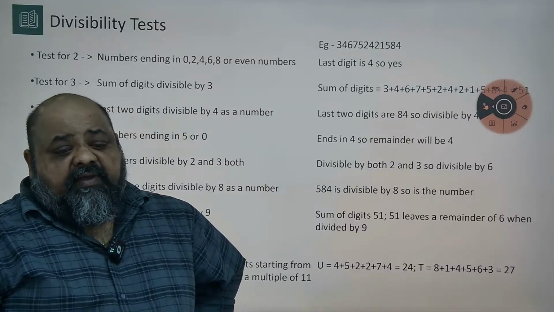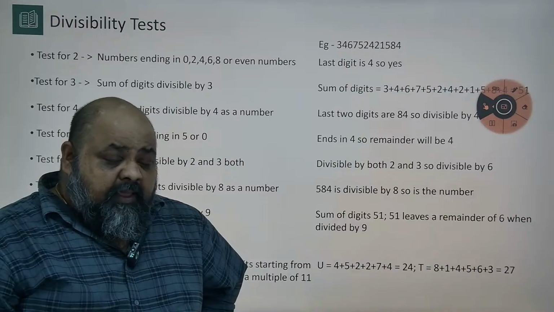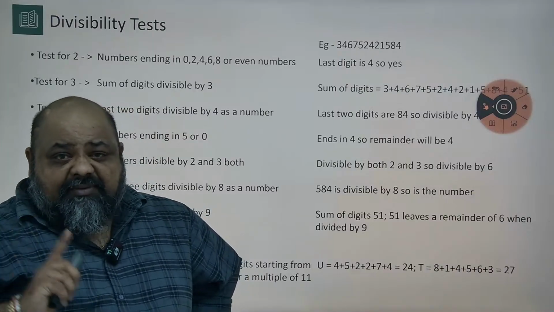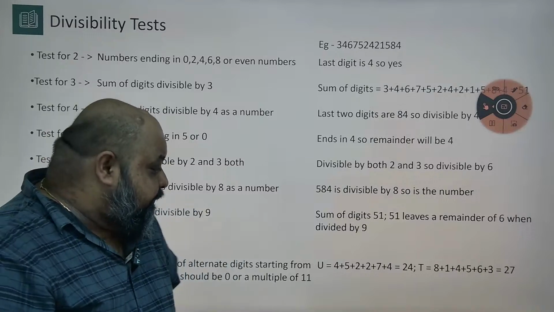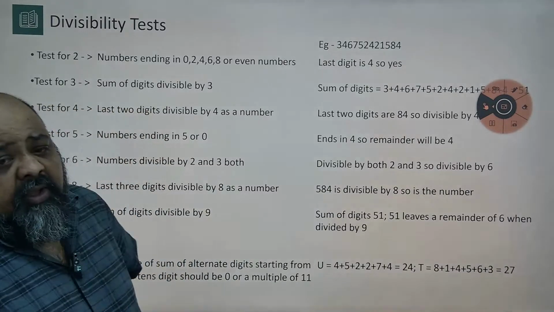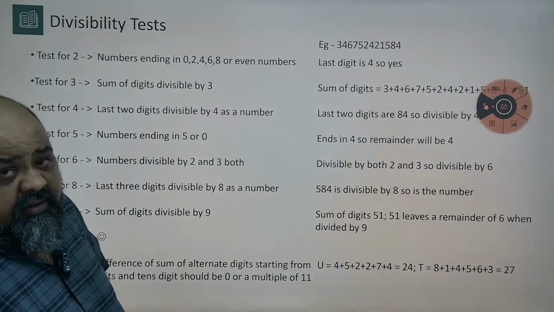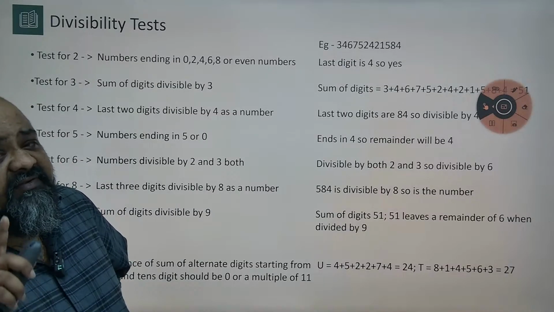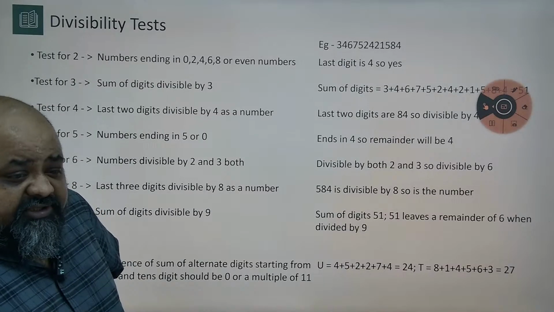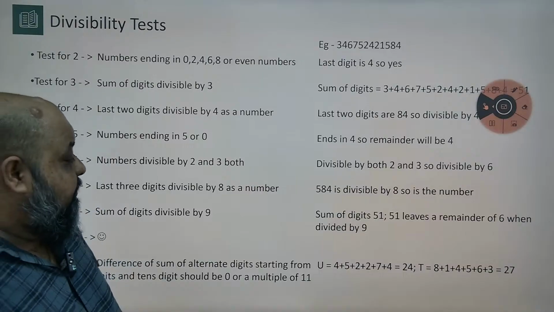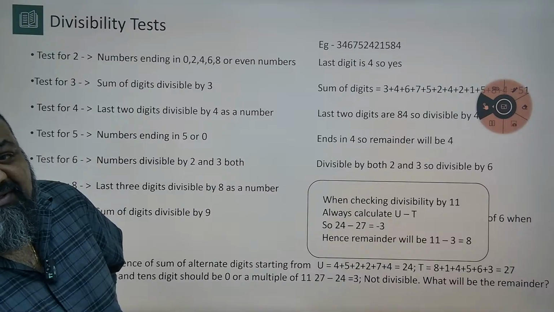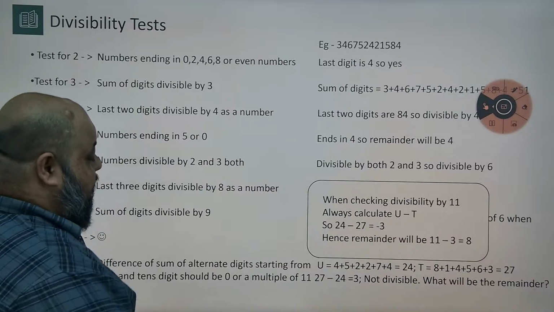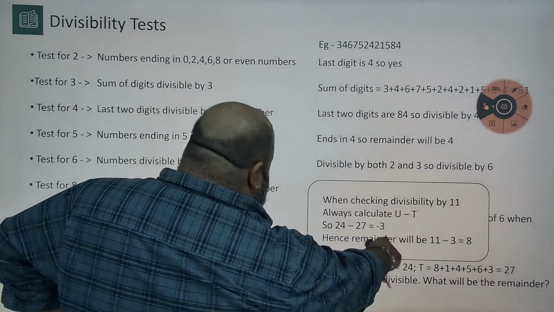Please note, when we are checking for divisibility by 11, I am not doing larger number minus smaller number that we intuitively will do. I am saying u minus t. U minus t is 24 minus 27. So the remainder will be 24 minus 27, which is minus 3. If the difference were 0 or a multiple of 11, then it would have been divisible. Now, what does the remainder of minus 3 mean? We will talk about it in a bit. But for now, a negative remainder simply is 11 minus 3, which is 8.